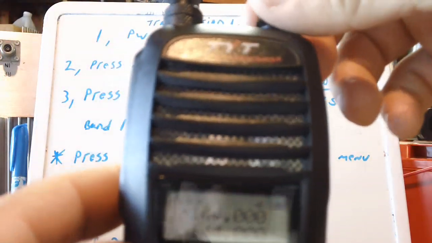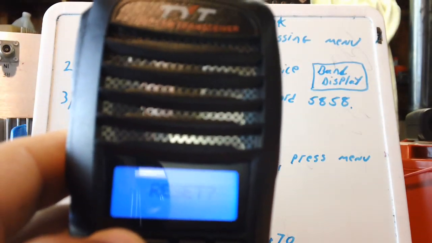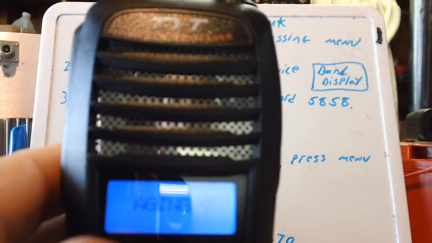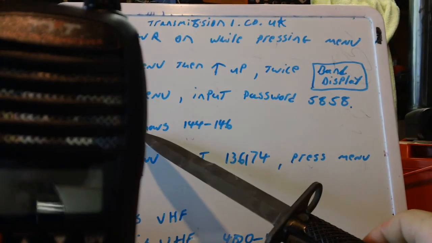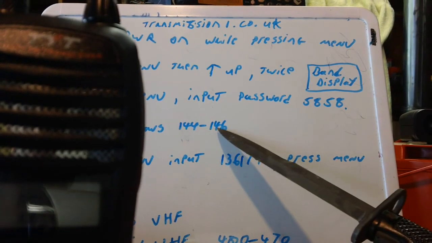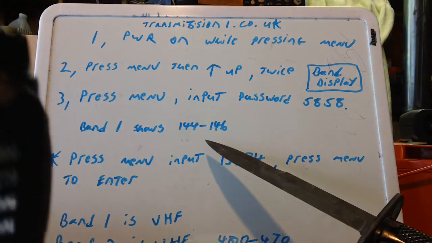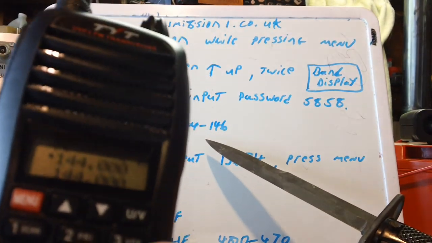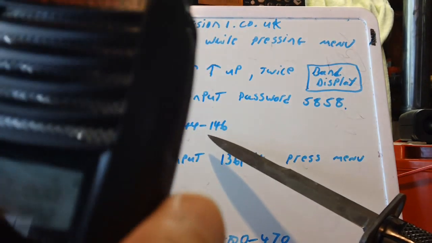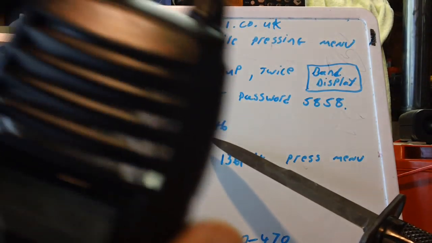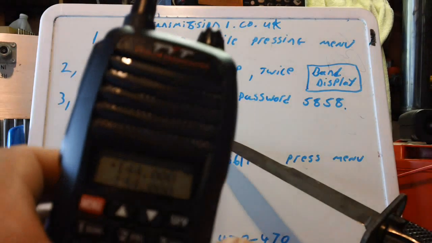I'm going to have to do it twice because after a while it kicks you out. Turn on, menu, one, two, up, menu again, password, 5858. After it does that, it should show band 1, and band 1 shows 144 to 146. On my radio, it's blocked out. That password doesn't work on this radio, so I cannot manually change the band frequencies on this. I would have to use the software or some other method. It doesn't matter because everything is opened up on this radio, so I don't really need to do that.